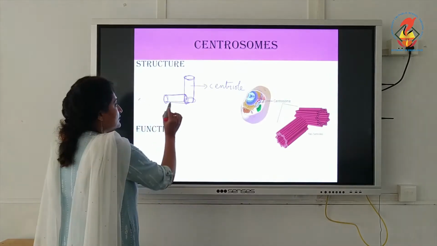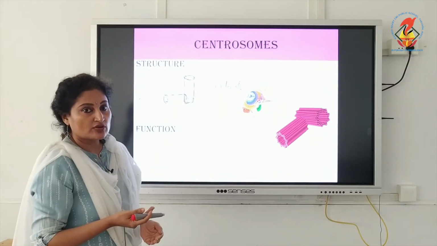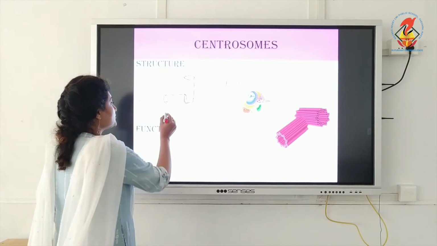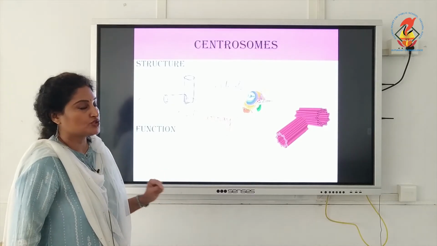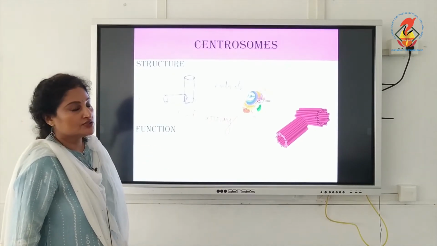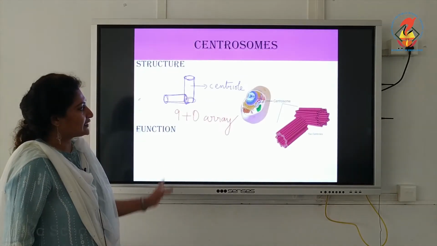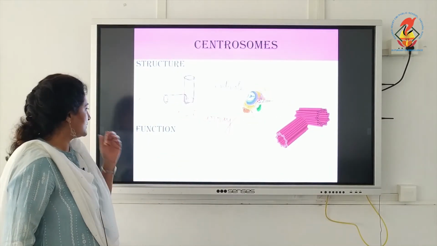Under the electron microscope, the ultrastructure shows a 9 plus 0 array. That means the arrangement of the microtubules within it is 9 plus 0. For the previous cilia and flagella, I told you 9 plus 2 array. This is 9 plus 0 array. We will analyze that in the next template.